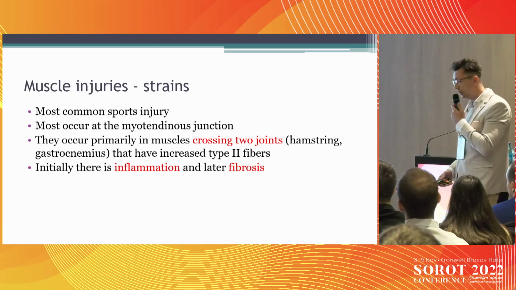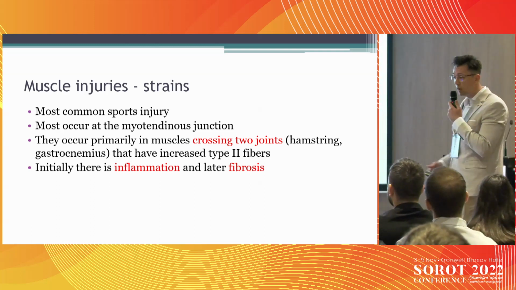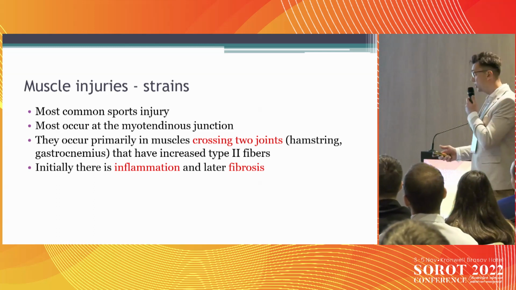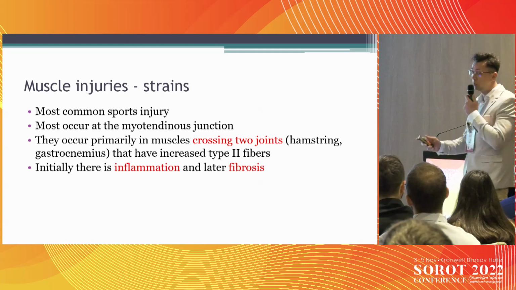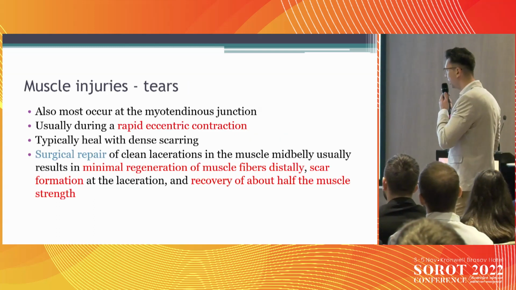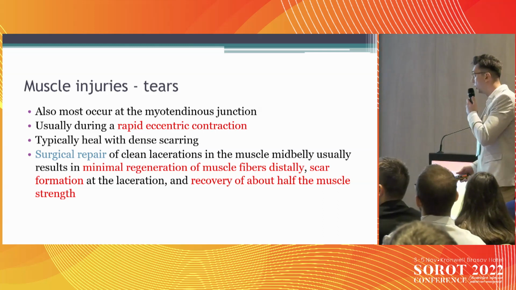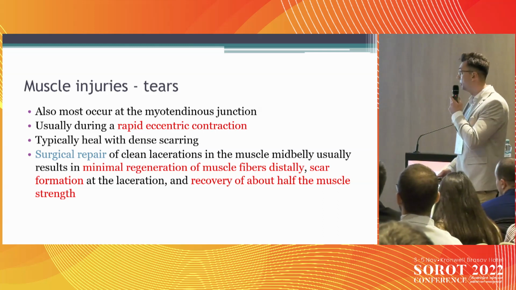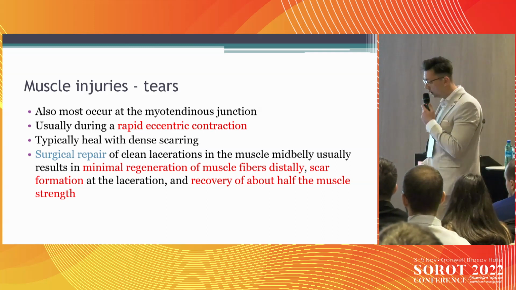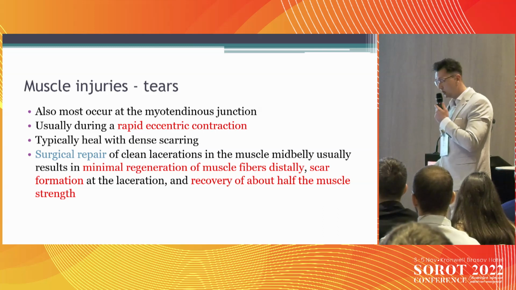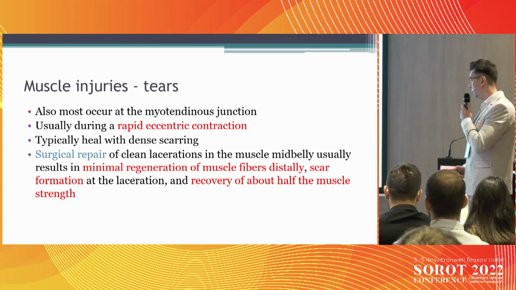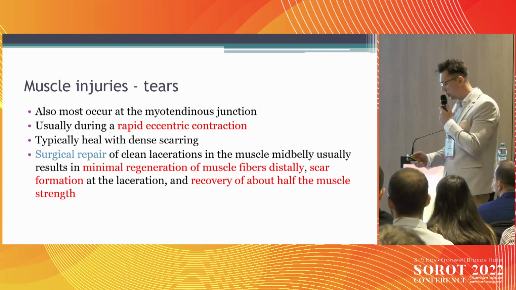Strains are the most common sport injury and most occur at the myotendinous junctions. They occur primarily in the muscles crossing two joints. Initially we have inflammation, and after a while there is fibrosis. Tears also occur at the myotendinous junction, usually during rapid eccentric contraction. If we do a surgical repair, we have minimal regeneration of the muscle, recovery of only about half of the muscle strength, and scar formation.